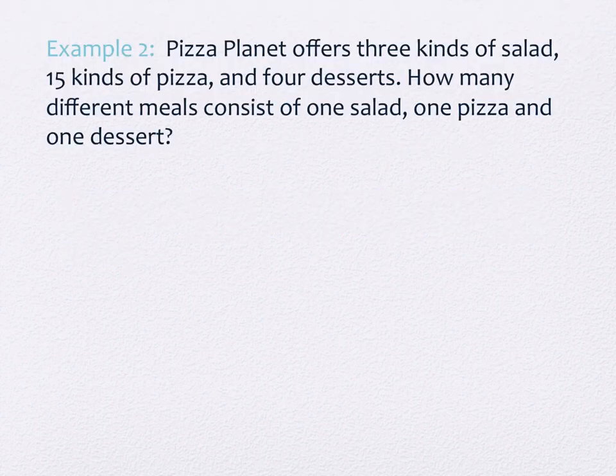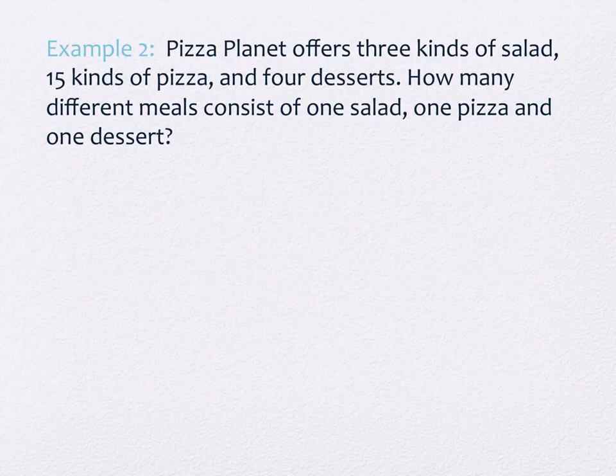So we're going to do Pizza Planet. What's Pizza Planet from? Toy Story. Very good. So we may not know about the lottery, but we know about Toy Story. It's all good. Pizza Planet offers 3 kinds of salads, 15 kinds of pizza, and 4 desserts. Assume there's a meal deal, and a meal deal consists of a salad, a pizza, and a dessert. And we want to know how many different meal deals there are.